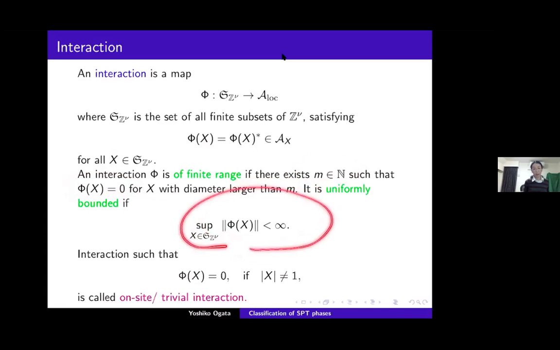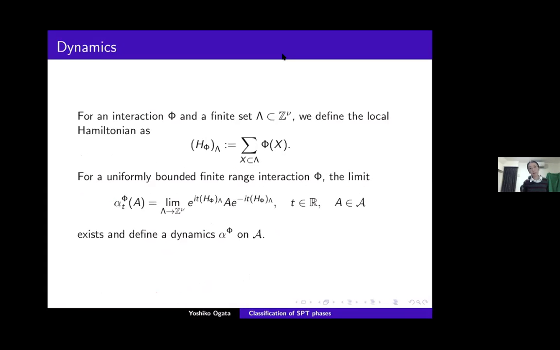And in this talk, what is important is the trivial interaction, which is a boring thing, but it's important to remark what it is. By trivial interaction, I mean on-site interaction. Namely, it is an interaction where phi of X vanishes if X contains more than one point. That is an on-site interaction.